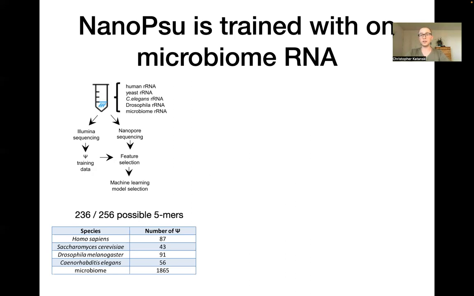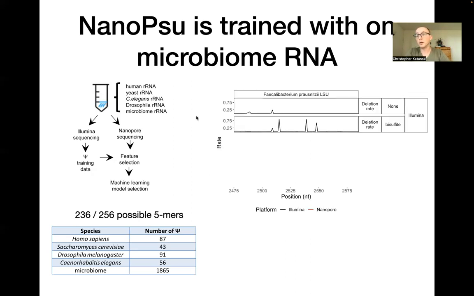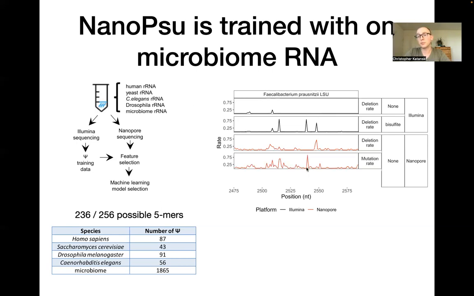The actual data looks like this. Looking at our Illumina sequencing, we use bisulfite chemistry to detect pseudo-U. So this produces a deletion rate. So with no treatment, we don't see pseudo-U, but with the bisulfite treatment, we get these abasic deletion sites. When we do nanopore sequencing of the same material, we find that we do get deletion sites at some pseudo-U positions, while mutation lets us see pseudo-U at other positions. We can get more granular and say mutation to C or mutation to A.